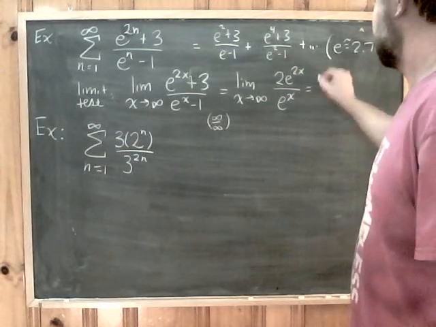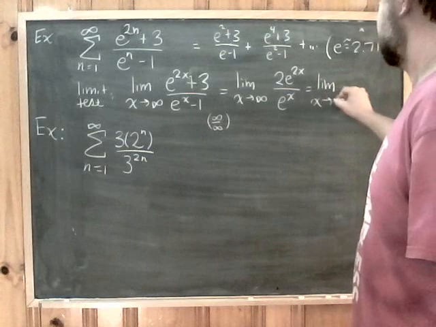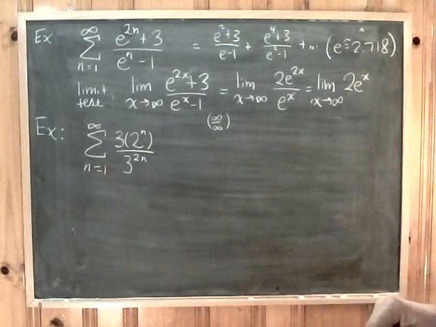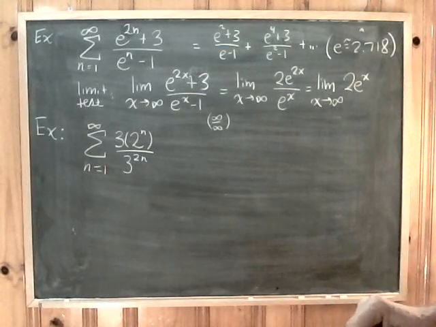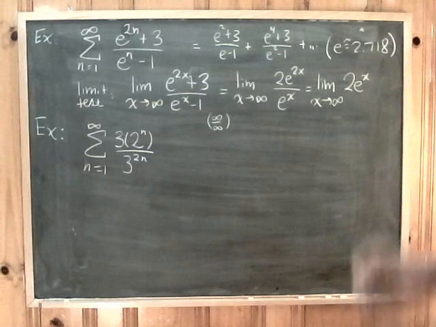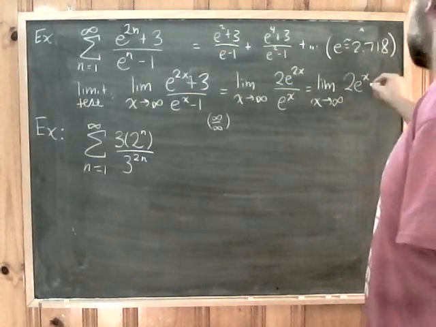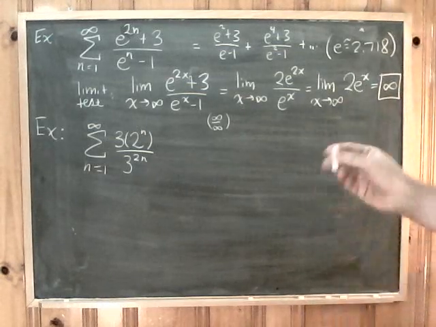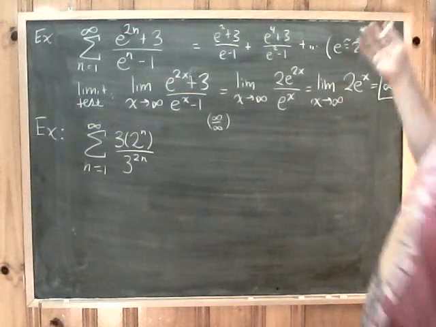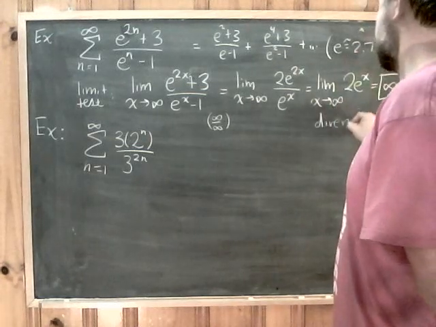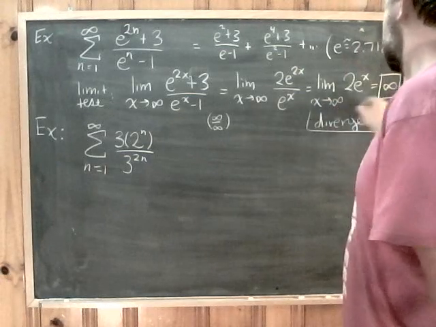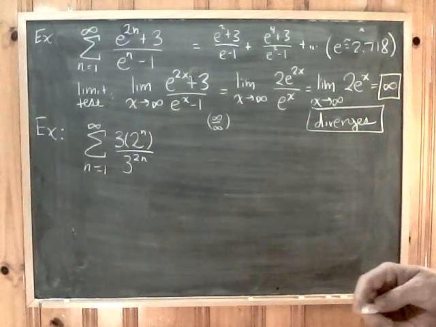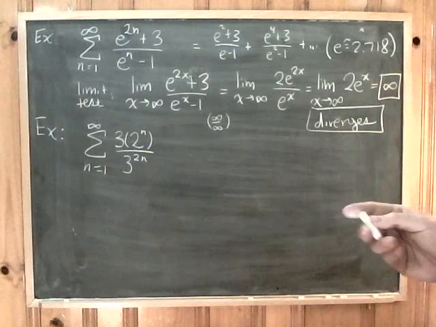So we have the limit as x goes to infinity of 2 e to the x, canceling one of the e to the x's or combining the exponents. And as x goes to infinity, 2 e to the x equals infinity. So the limit test gives me infinity, and that means that the answer to the problem is that it diverges. It will be infinity either way. If the limit test says it goes to infinity, then the summation will go to infinity too.